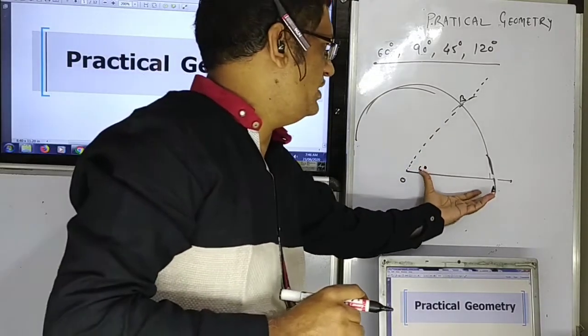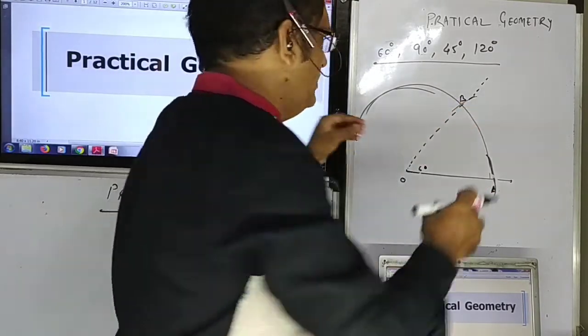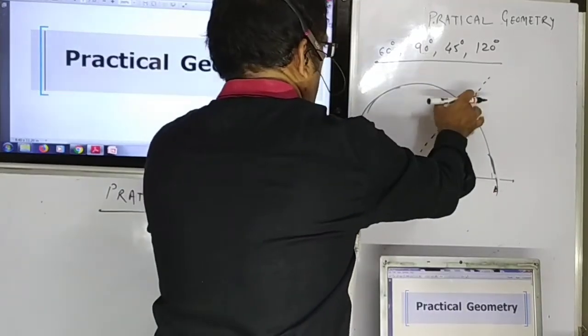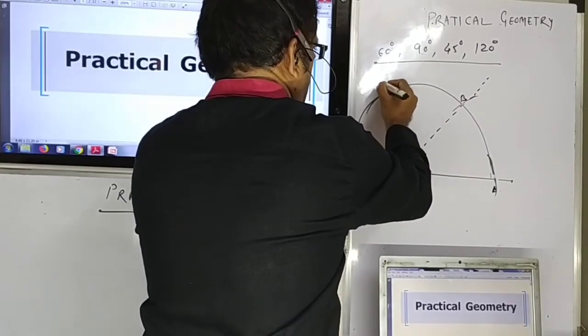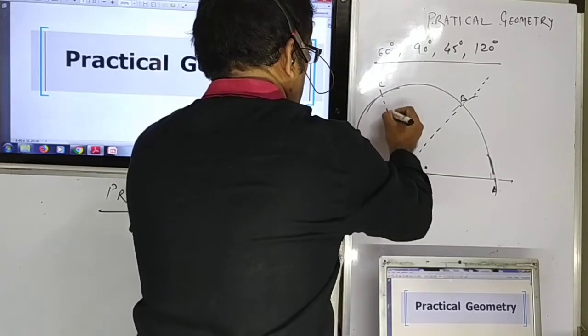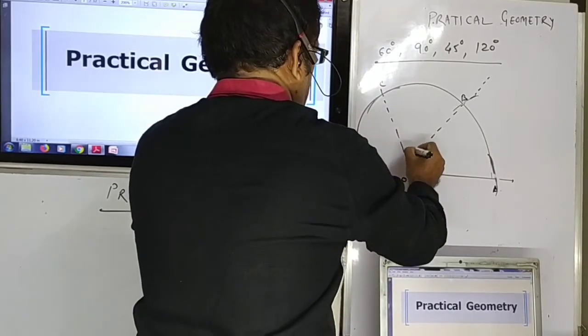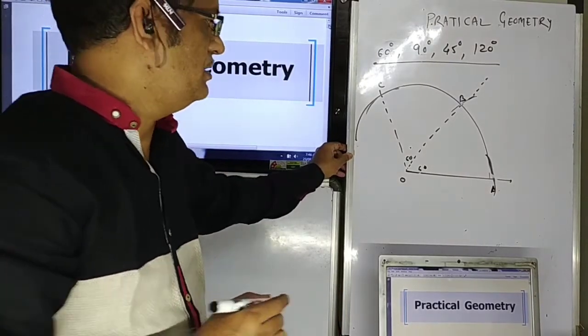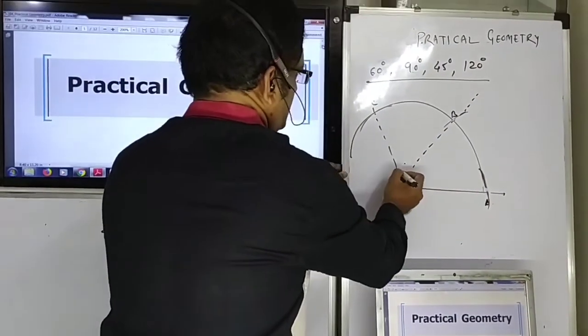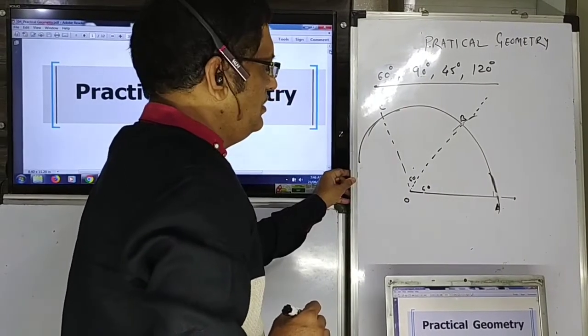Again with radius OA and center at B, draw another arc which intersects this arc at C, and this is another 60 degree. Now this 60 degree and 60 degree becomes 120 degree. Now this angle is 60 plus 60, that is equal to 120.